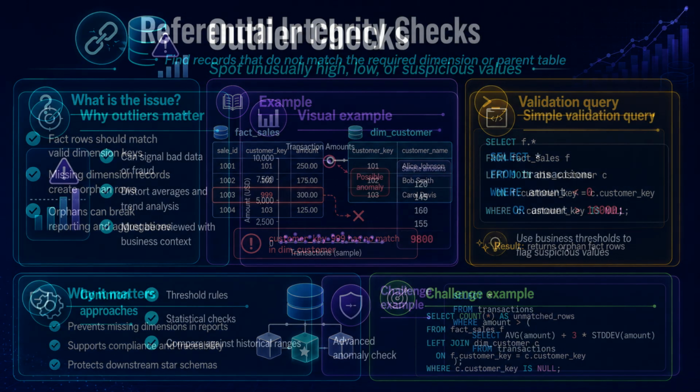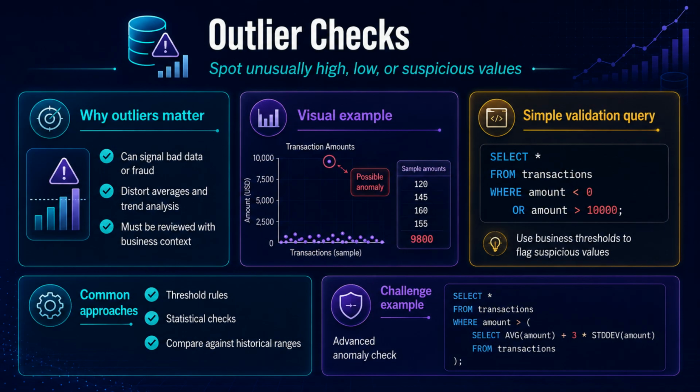Next, we have outlier checks, a very important technique for detecting suspicious or unusual values in your data. An outlier is a value that is much higher, much lower, or very different compared with the normal pattern of the dataset. But here is the important part. Outliers are not always errors. Sometimes they represent real business events, like a very large payment, a special corporate transaction, or an unusual customer behavior.